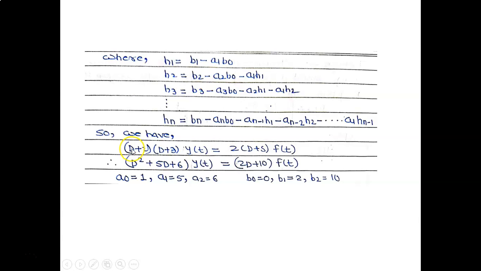Therefore, we have (D plus 2) into (D plus 3) into y(t) is equal to 2 into (D plus 5) into f(t). Therefore, (D square plus 5D plus 6) into y(t) is equal to (2D plus 10) into f(t). Comparing with the standard form, a0 is equal to 1, a1 is equal to 5, a2 is equal to 6, b0 is equal to 0, b1 is equal to 2, b2 is equal to 10. Therefore, we will substitute these values in the matrix form.